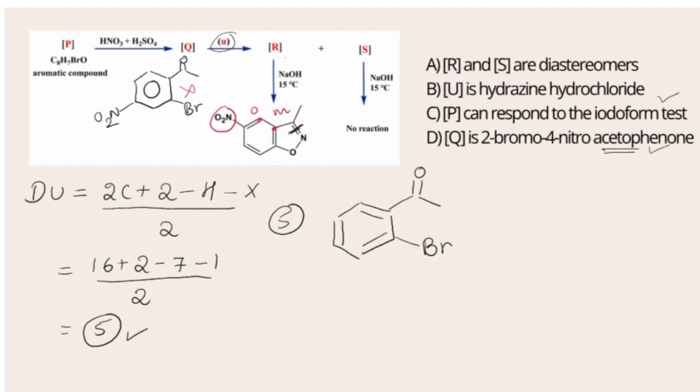Now let's check the formula for this. 6 carbons, 7, 8, C8. And how many hydrogen? 3, 4, 5, 6, 7. So 7, and there is a bromine here, and then there is an oxygen. Now if this is our reactant molecule, let's verify by doing all these reactions.